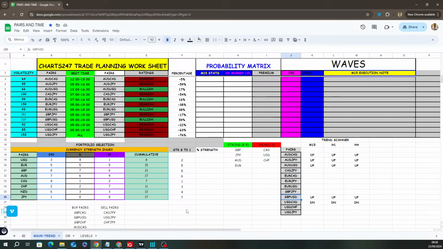Let's visit the portfolio selection again, because this is very important. We have all these pairs, but we are only focusing on two pairs. This is very important that you do this.